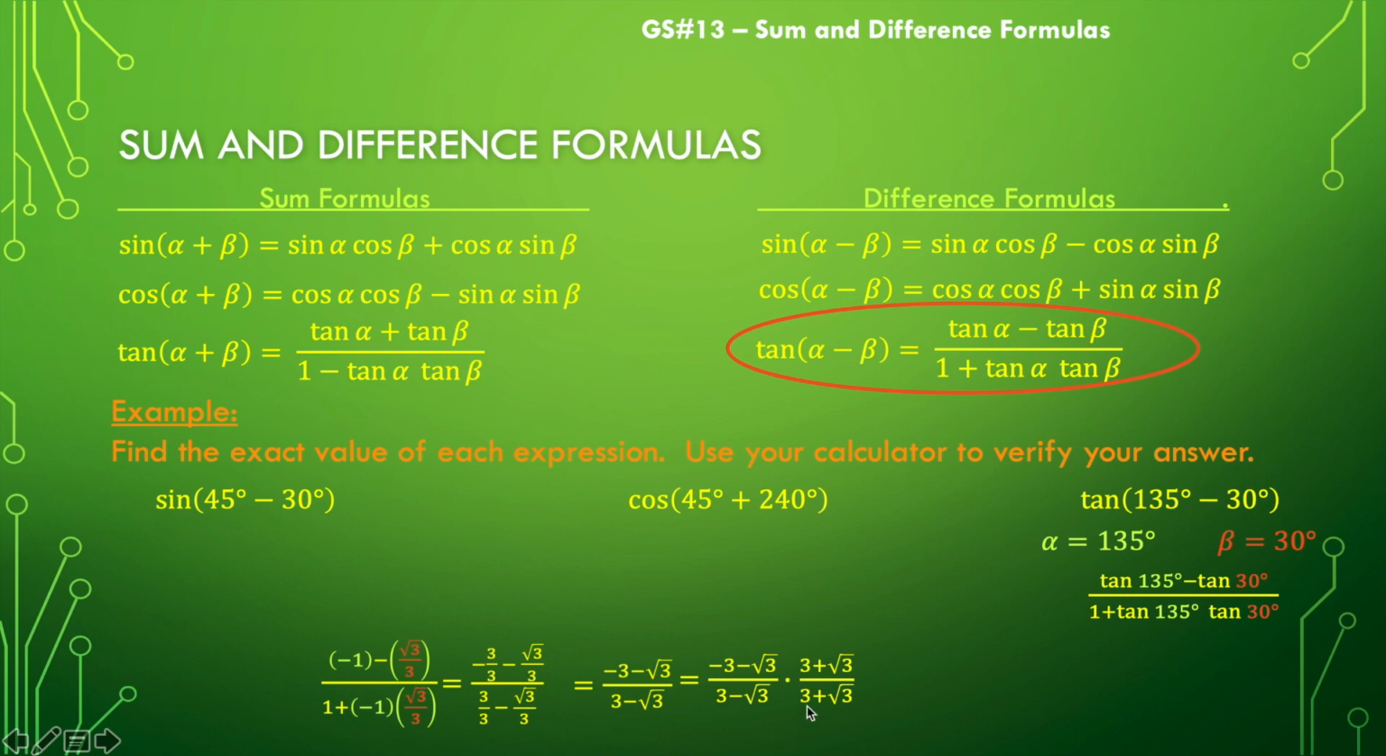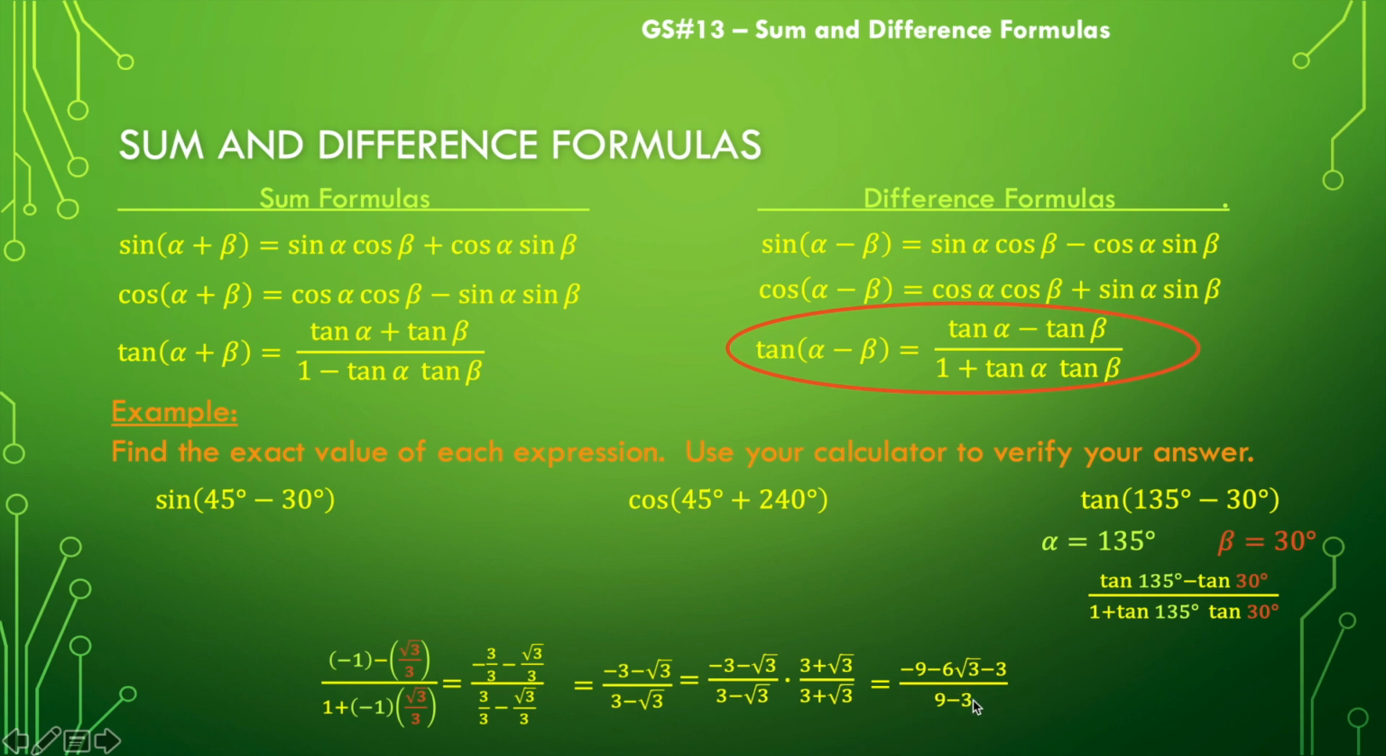3 times 3 is 9. 3 times the square root of 3 is 3 rad 3. Negative rad 3 times 3 is negative 3 rad 3, and so those will cancel. And then in the back, we would have -3. Now on the top, we have something slightly different because our signs are a little bit different. We have -3 times 3, which will be -9. -3 times rad 3, which is -3 rad 3. Negative rad 3 times 3, which is another -3 rad 3. And then finally, -3.